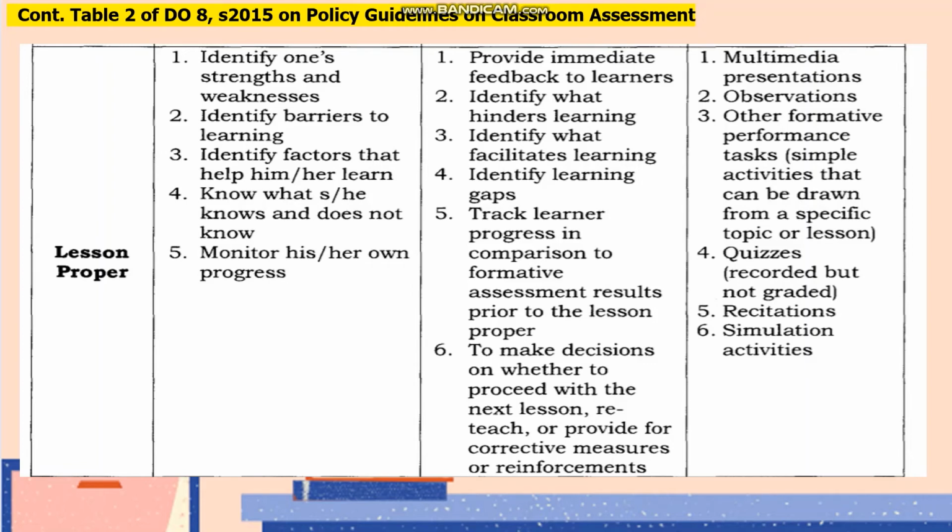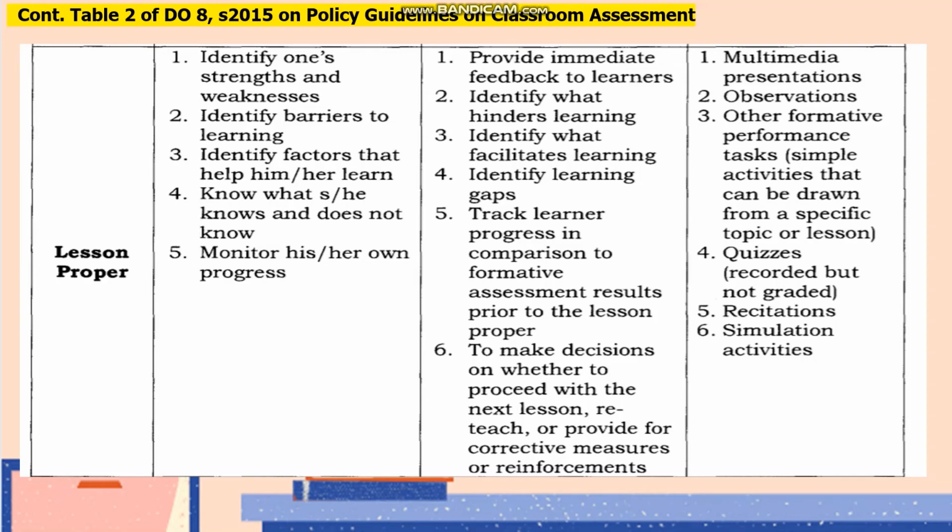For the teachers, provide immediate feedback to learners. Identify what hinders learning. Identify what facilitates learning. Identify learning gaps. Track learner progress in comparison to formative assessment results prior to the lesson proper. To make decisions on whether to proceed with the next lesson, reteach, or provide for corrective measures or reinforcements.